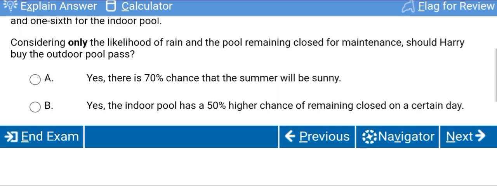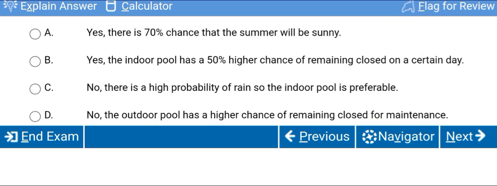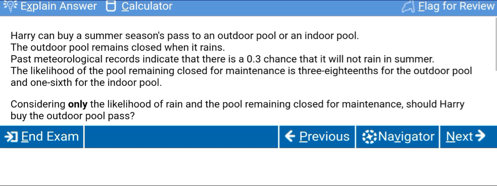So considering only the likelihood of rain and the pool remaining closed for maintenance, should Harry buy the outdoor pool pass? Option A, yes, there is 70% chance that the summer will be sunny. Option B, yes, the indoor pool has a 50% higher chance of remaining closed on a certain day. The outdoor pool remains closed when it rains.